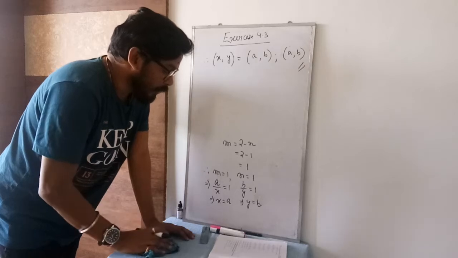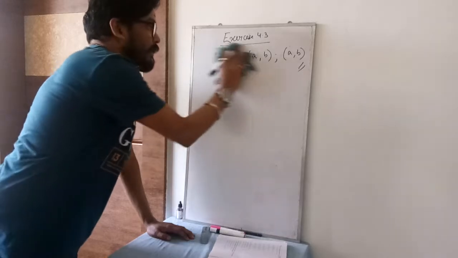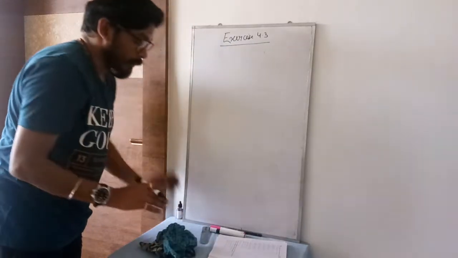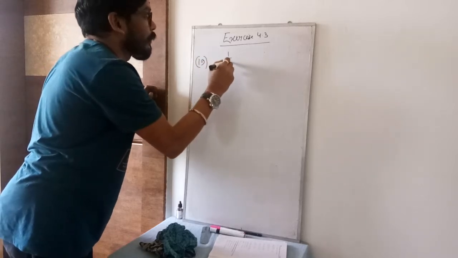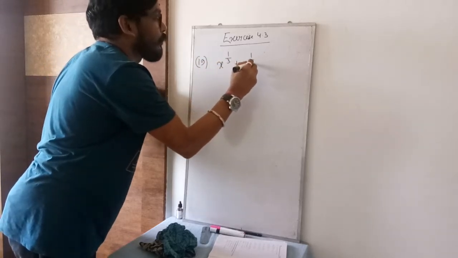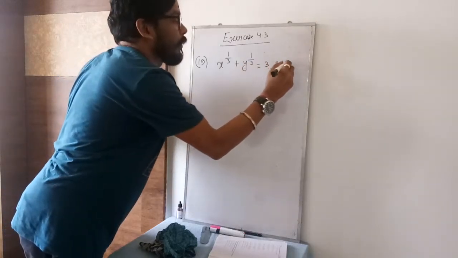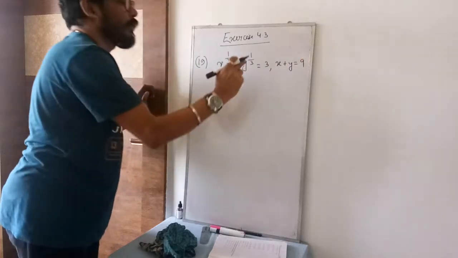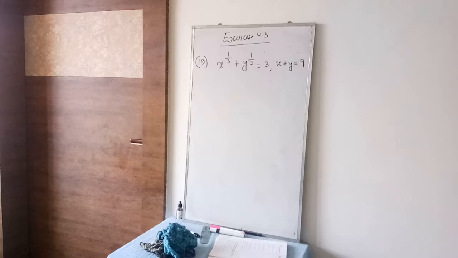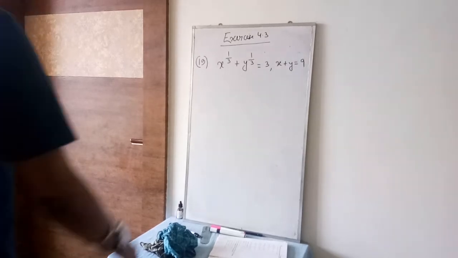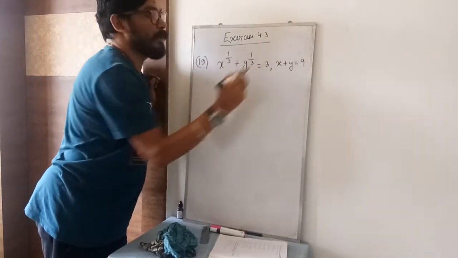Let me show now question number 19. 19 also you may find some problem. So 19 is x to the power 1 by 3 plus y to the power 1 by 3 equal to 3, and here it is x plus y equal to 9. So this is the first equation, this is the second equation.